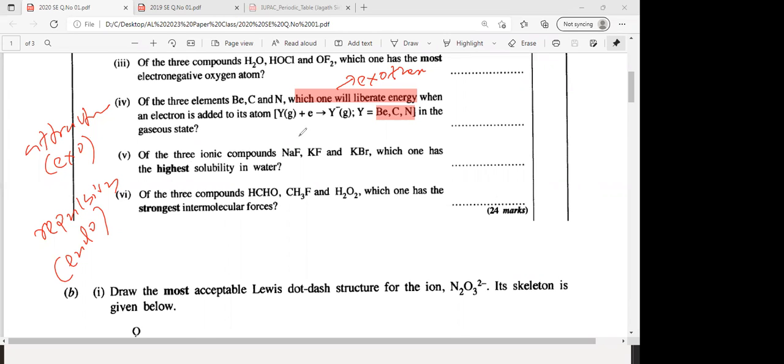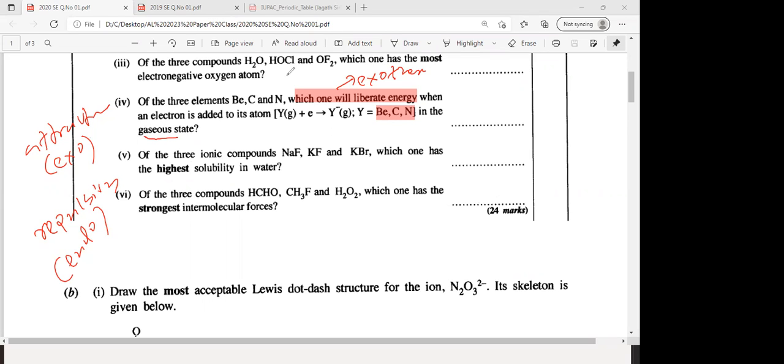That means energy is given out. Boron, carbon, nitrogen. Beryllium, carbon, nitrogen in the gaseous state. Some of you gave carbon.